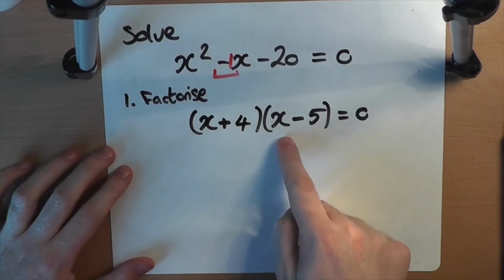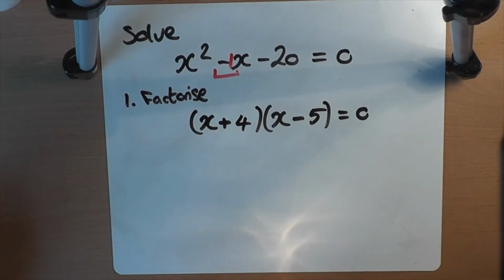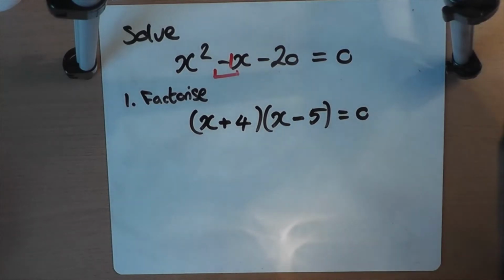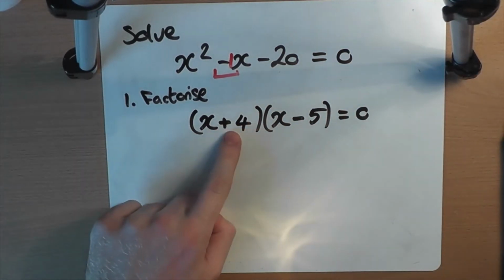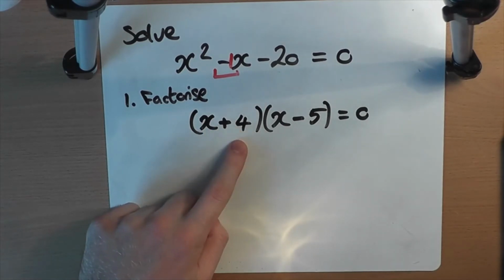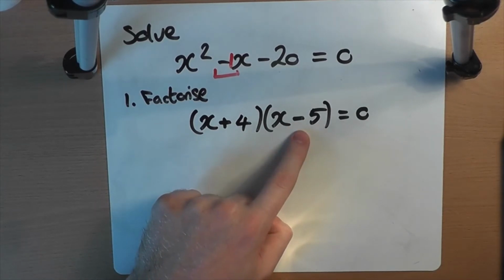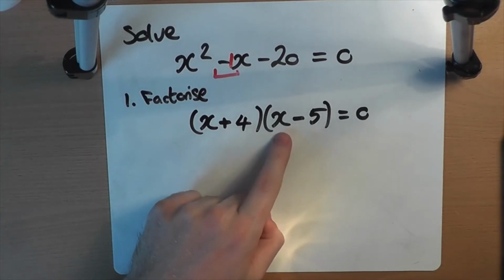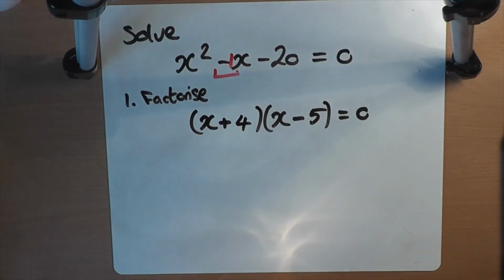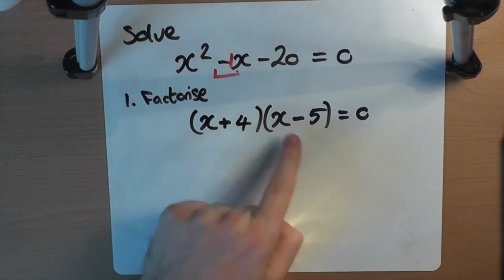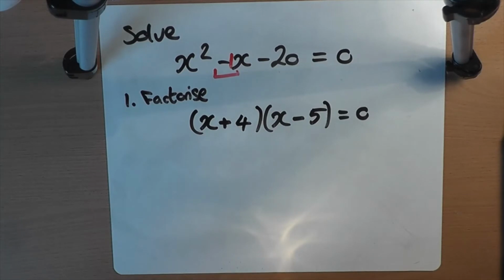X, here and here in fact, x is a particular number. By the time we get to the end of the question, we're hopefully going to know what that number is. But x stands for a particular number. Now that means that x plus 4 is also a number. It must be, because if x is a number, then add 4 to it, it's still a number. And again, if x is a number, then x take away 5 must be a number. Because if x is a number and we take away 5, a number take away 5 is still a number. So both of these brackets are numbers. We don't know what they are, but they are numbers.